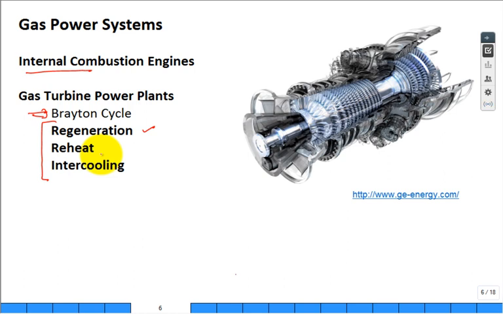That's good. How about reheat? Did you see that used? Yeah. We have the same concept. Intercooling is a little different. We didn't emphasize intercooling for internal combustion engines.